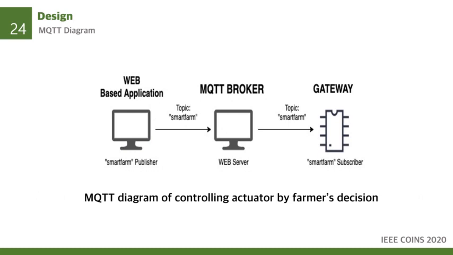This is an MQTT diagram of controlling actuators by the farmer's decision. The web-based application is the publisher of the topic Smart Farm, and the web server is the MQTT broker, and the gateway is the subscriber.